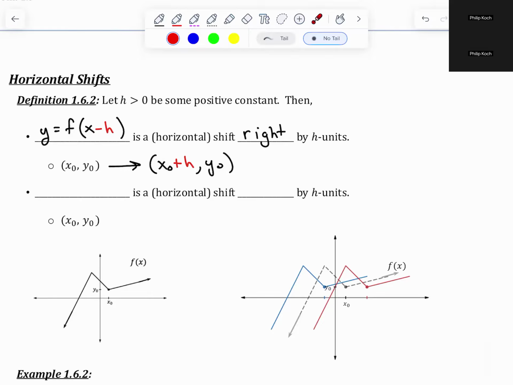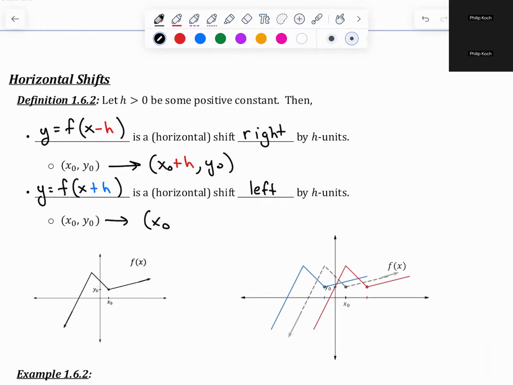So those are the shift rights. And notice that the minus sign, the minus h, is on the inside of the function. It's on the inside of the parentheses. It's not on the outside. Horizontal stuff will happen on the inside. Vertical stuff will happen on the outside. So if you have y = f(x + h), that is a horizontal shift left by h units. So instead of (x0, y0), we now have (x0 - h, y0).